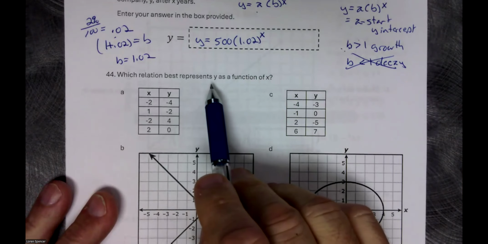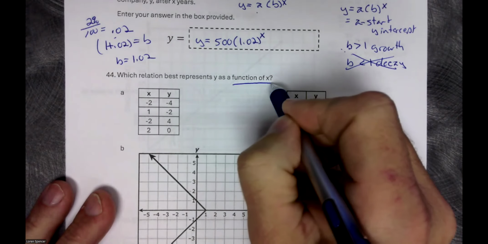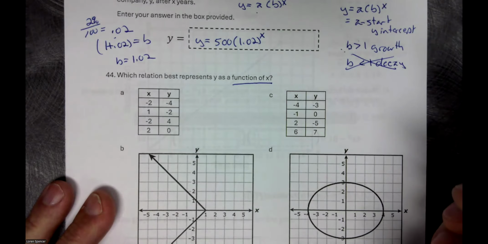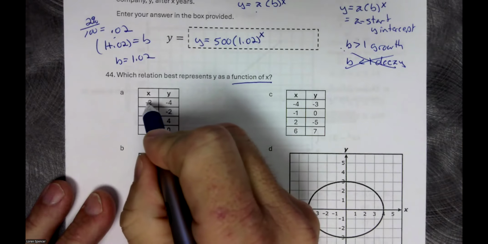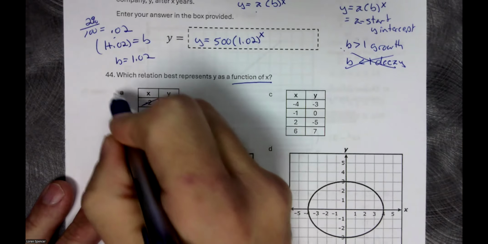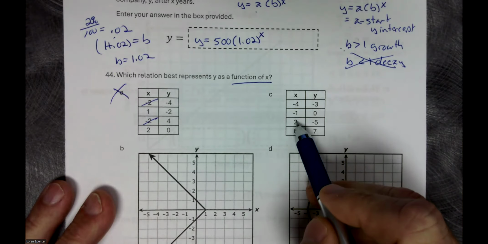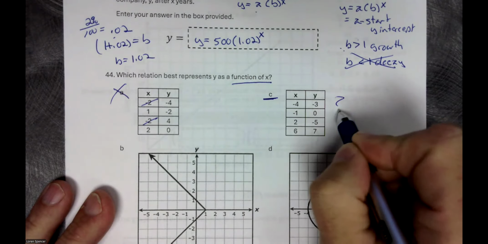Okay, which relation best represents y as a function of x? The fact that it has to be a function, x cannot repeat. So x cannot repeat, or it has to pass the vertical line test. In this case, right here, I see my two x's repeat, so that cannot be a function. Here, no x's repeat, so this is looking pretty good. So C is a possibility.